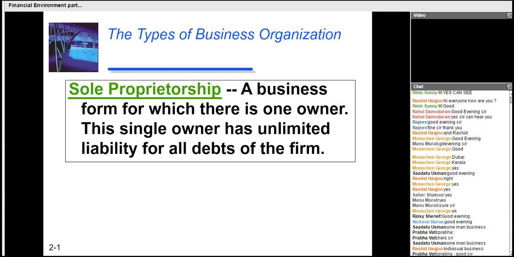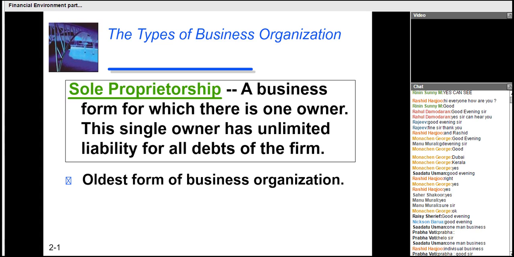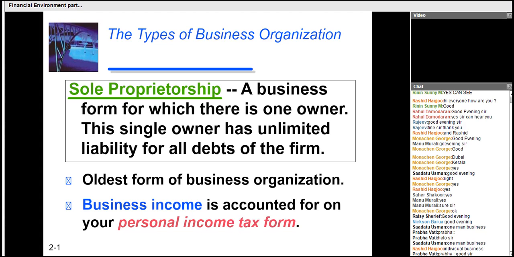See, a business form for which there is one owner. That's why you have one owner. This single owner has unlimited liability for all debts of the firm. So that is the disadvantage of sole proprietorship: it means you have unlimited liability. Let's see what else we got. Business income is accounted for on your personal income tax form. So whatever the business income is, that will be accounted for on your personal income tax. When you have to pay your tax, that will be accounted from your business income, right?